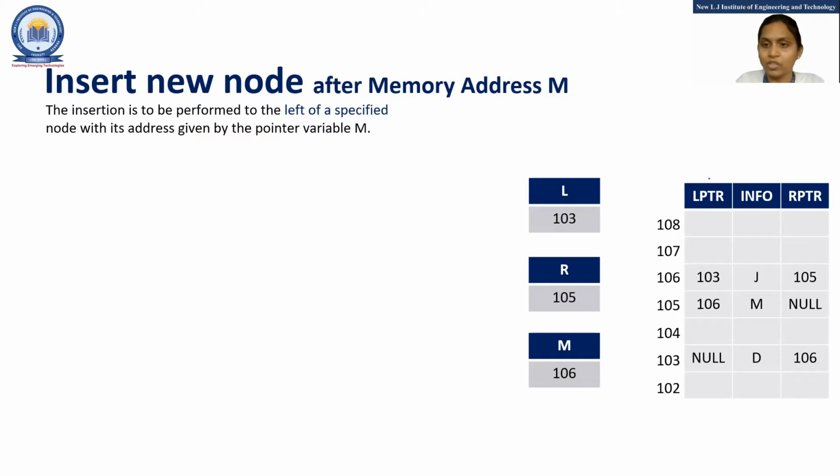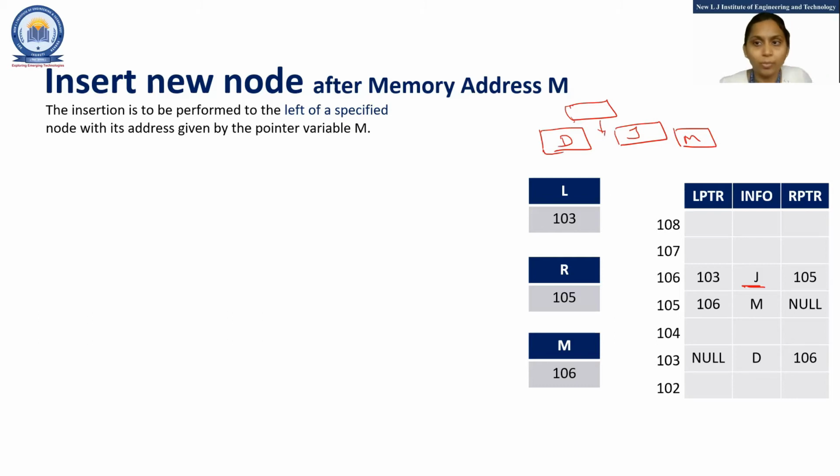So here 106 is here, and you want to insert something to the left of that. What would my final linked list be? D, J, M is the original linked list and you want to insert in between. In our case, that is the case, but for the general scenario we want to write the algorithm, so you should cover all types of possibilities.